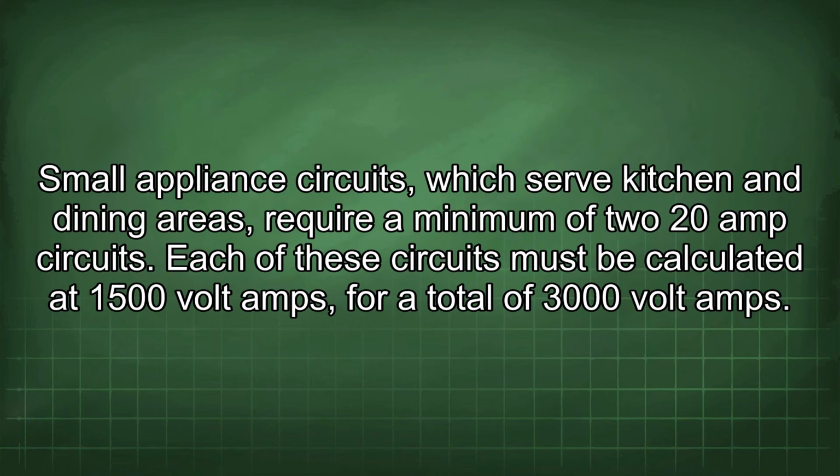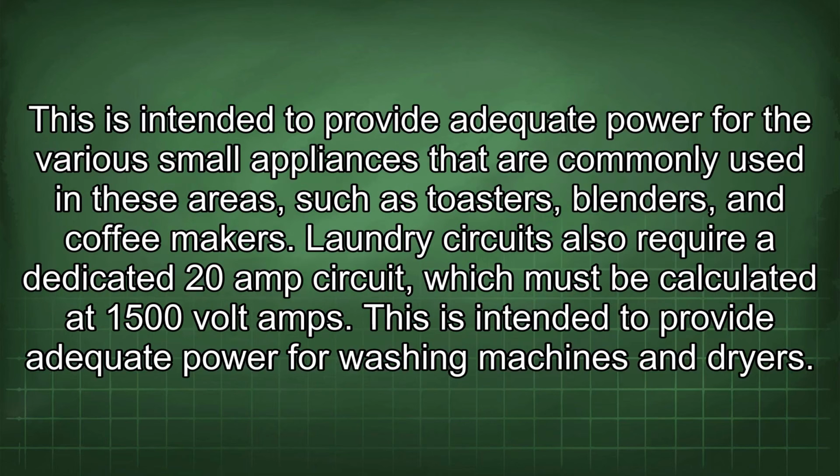Small appliance circuits, which serve kitchen and dining areas, require a minimum of two 20-amp circuits. Each of these circuits must be calculated at 1500 volt-amps for a total of 3000 volt-amps. This is intended to provide adequate power for the various small appliances that are commonly used in these areas, such as toasters, blenders, and coffee makers. Laundry circuits also require a dedicated 20-amp circuit, which must be calculated at 1500 volt-amps. This is intended to provide adequate power for washing machines and dryers.